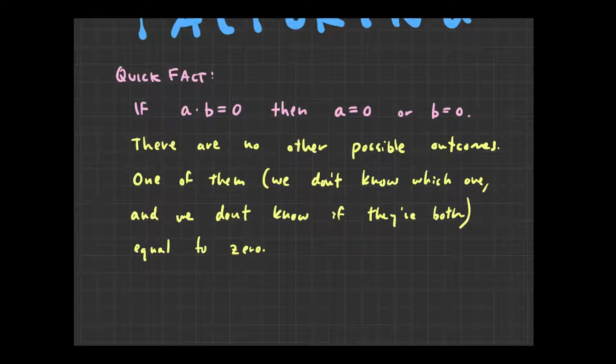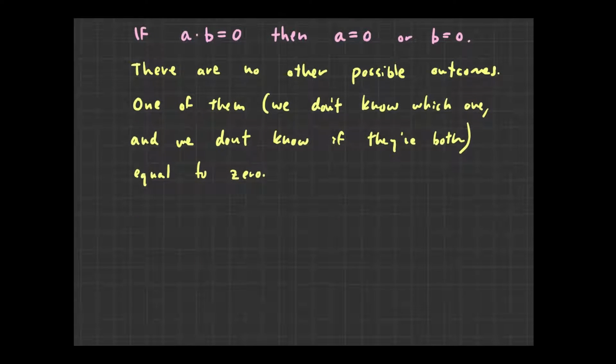Okay, so maybe both of them are, but at least one of them is, right? So the possibilities are that A equals 0, B equals 0, or A is equal to B is equal to 0. Those are the only possibilities, okay? So we are going to exploit that fact when we try to solve quadratics.